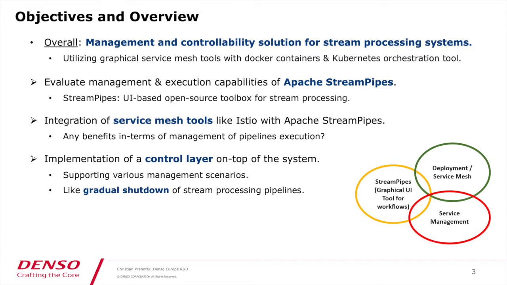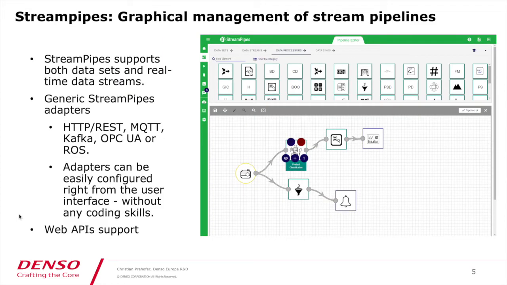The second part of our research topic was to study the integration of service mesh tools like Istio with Apache Stream Pipes and find out the benefits of using service mesh in conjunction with Apache Stream Pipes in terms of management of pipeline execution. And the last part of our research topic was to implement a control layer on top of the system supporting various management scenarios like software upgradation or system migration and features like gradual shutdown of stream processing pipelines which could be helpful.